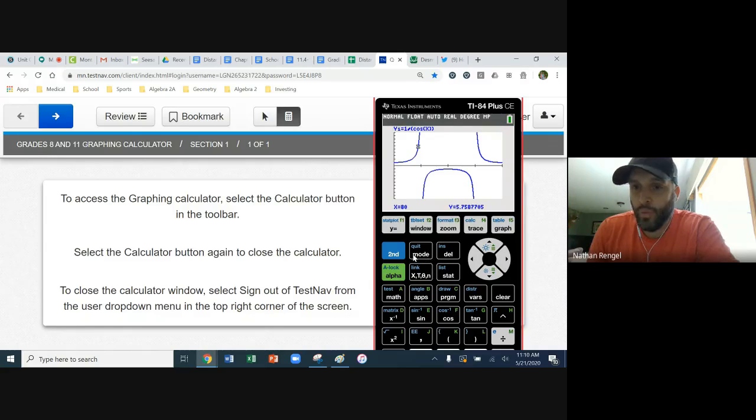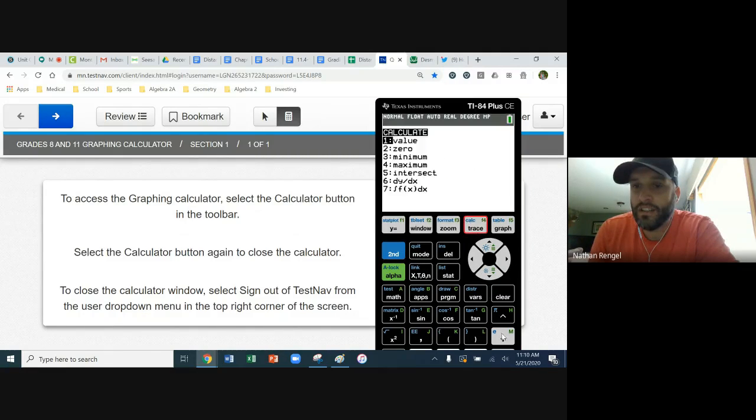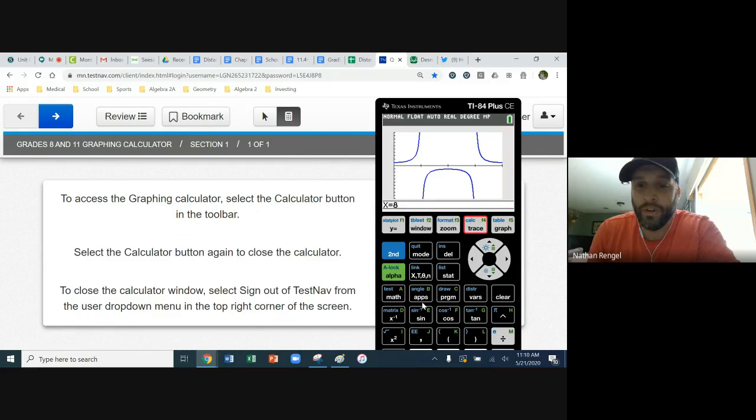I'll show you that method one more time, and then I will remind you about the other method as well. But if you are using this method, you're going to hit second, calculate a value, and then you just type in which value you want to find. We're going to find 80 degrees, hit enter, and then there's our value.